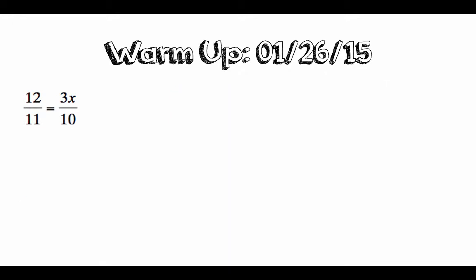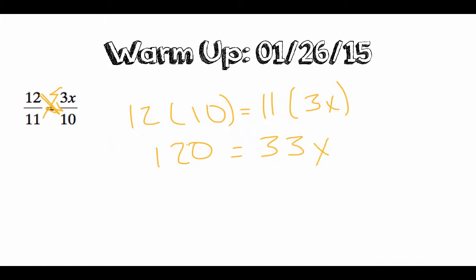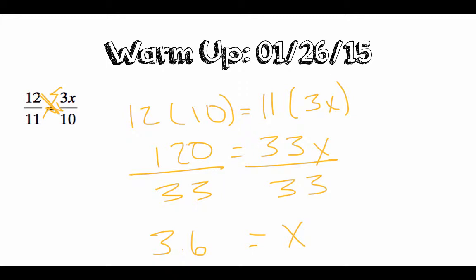So the first one, when we go to cross multiply, we get 12 times 10 equals 11 times 3x. So we get 120 equals 33x. Divide by 33 on both sides. You get a decimal there. 120 divided by 33 is nothing too complicated for you guys. And we come up with x equals 3.63 repeating.